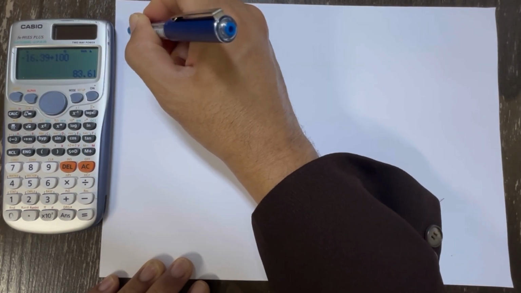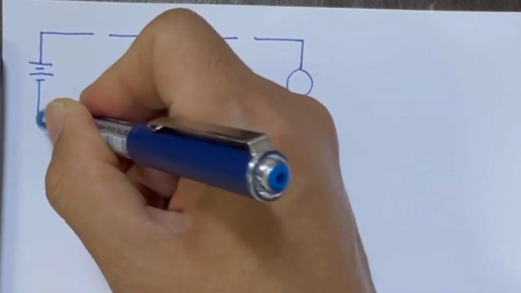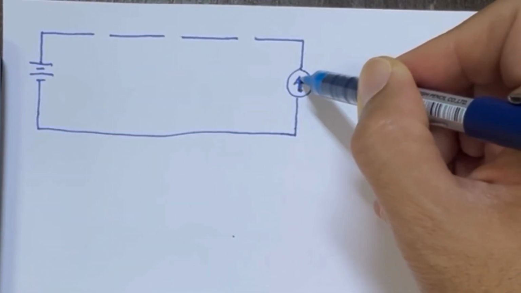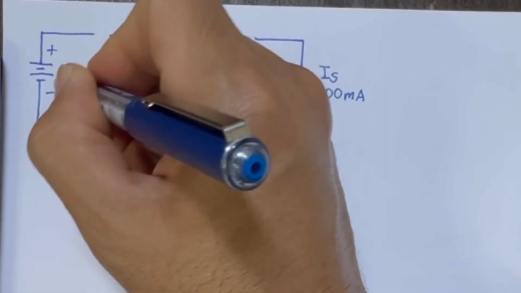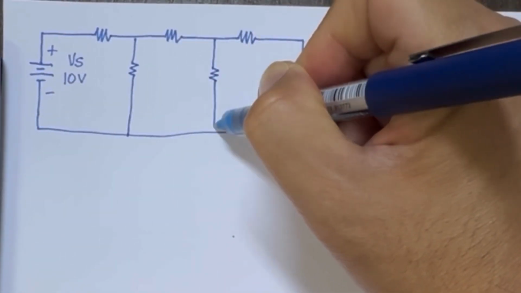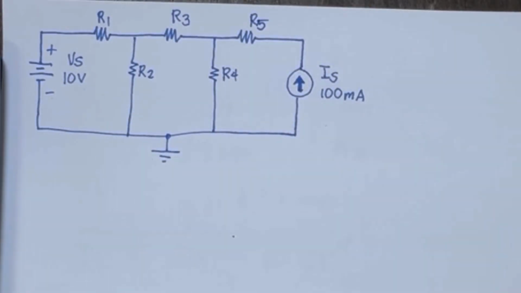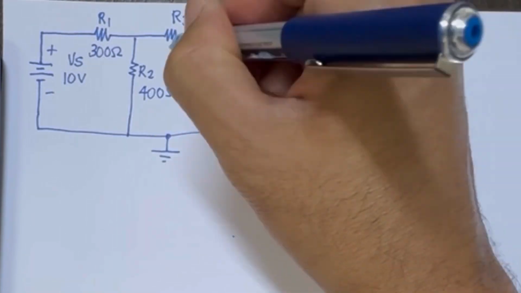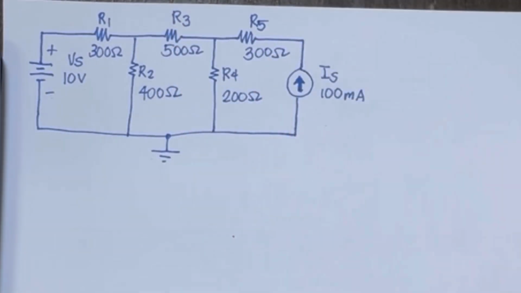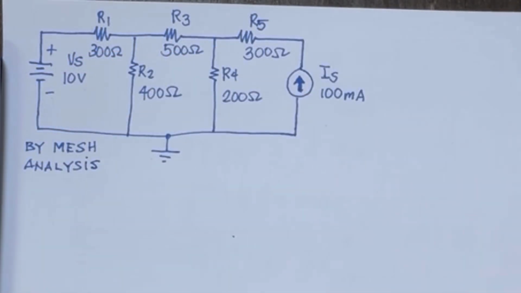In this video, we will be learning the mesh analysis or branch current method on voltage and current sources and 5 resistors in series parallel circuit. So let's start. First, let's draw the circuit of a voltage source on the left side and a current source on the right side. Let's call this IS and VS, and we will put 5 resistors in between in series parallel named R1 to R5 with 300, 400, 500, 200, and 300 ohms and a voltage of 10 volts and 100 milliamperes current source.